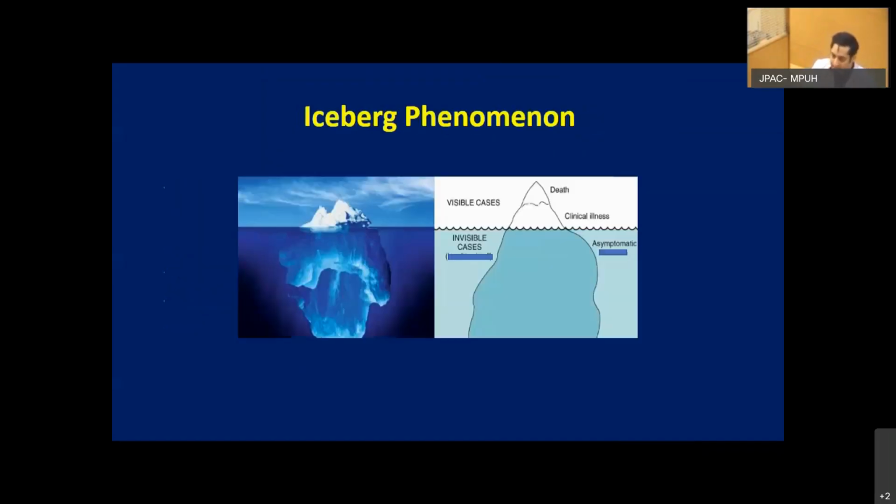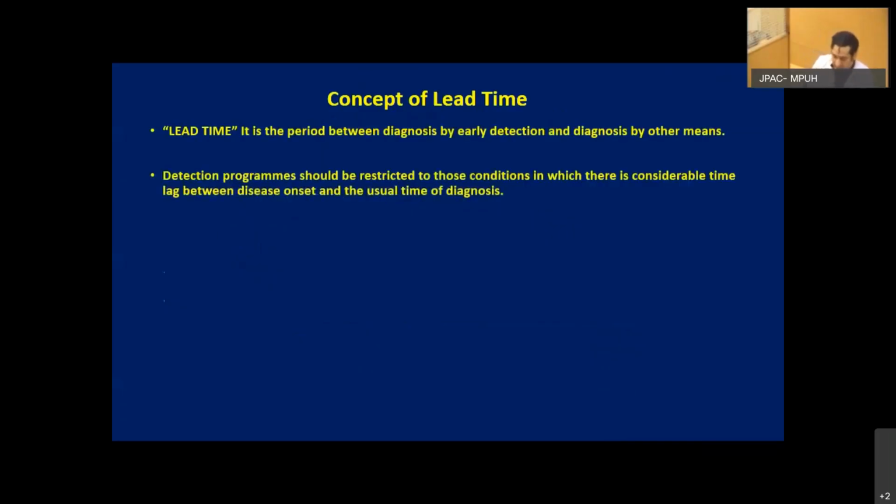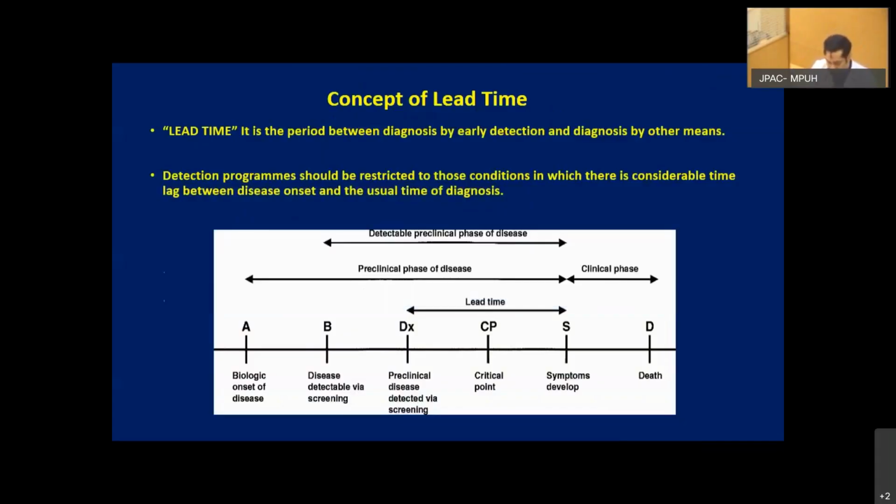Prostate cancer, as everybody knows, is an iceberg phenomenon. There are visible cases, there is clinical illness, and there are deaths. But the invisible and asymptomatic cases are roaming around, and we really do not know. Screening helps detect those invisible cases. So there was a concept of lead time. Lead time is the period between diagnosis by early detection and diagnosis by other means. Detection programs should be restricted to conditions in which there is a considerable time lag between the disease onset and the usual time of diagnosis.